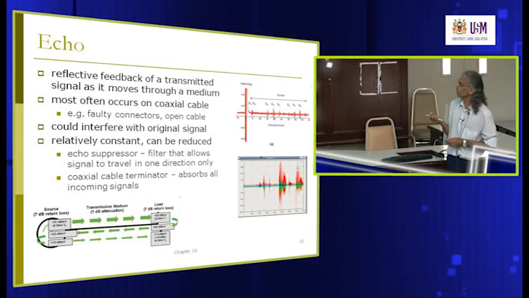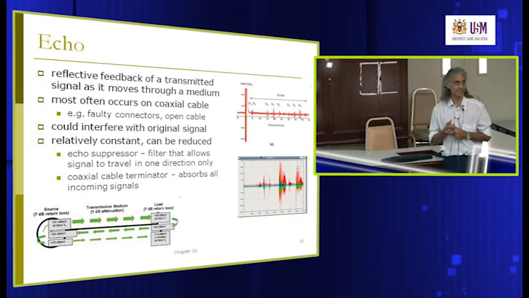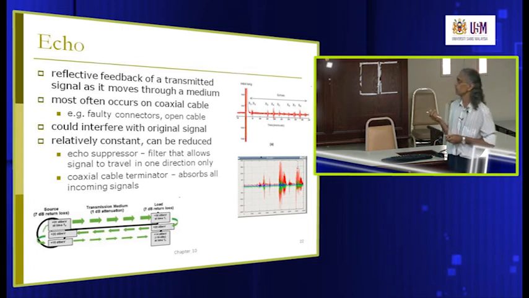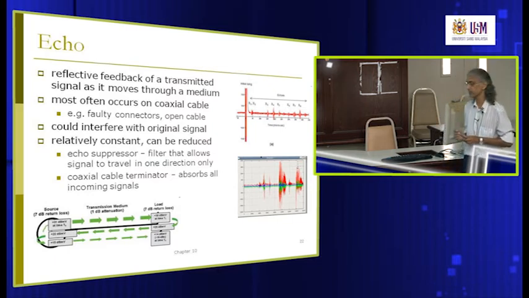So echo could interfere with the original signal, as you mentioned earlier. Right, so it's normally constant and can be reduced. So we use echo suppressors, a filter that allows signal to travel in one direction only, or we use terminators for coaxial cables, which absorb all the incoming signals. Right, so we have some kind of mechanism to overcome the echo. We can reduce it to a certain extent. Not completely eliminate, but reduce it.